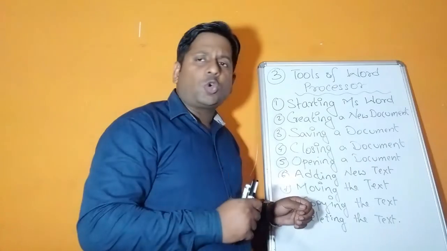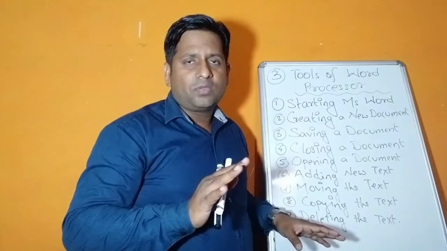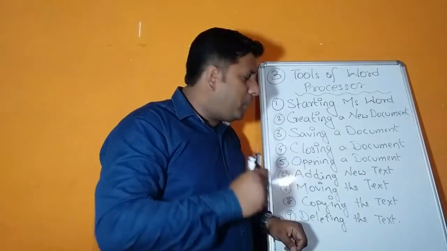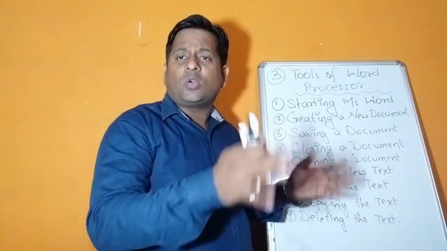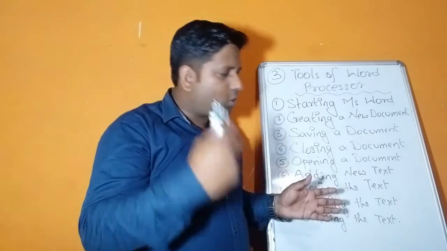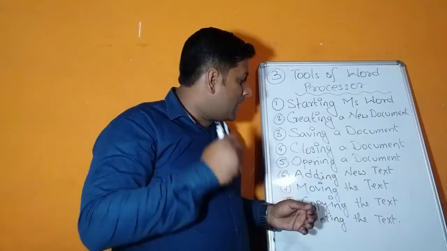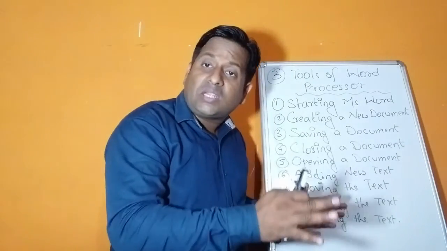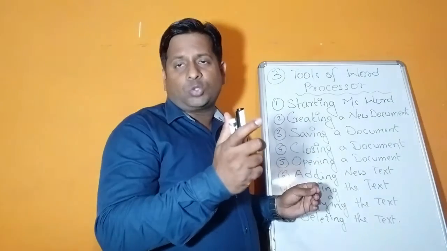Then closing a document. Work is finished, we have saved also, we need to close. So what are the steps to close? Then opening a document. If it is saved already, somewhere like in Documents or maybe any folder, how to open the existing saved document? That is opening a document. Adding new text. You need to type something, that is adding new text, inserting the text. Then we can have copying and moving also.